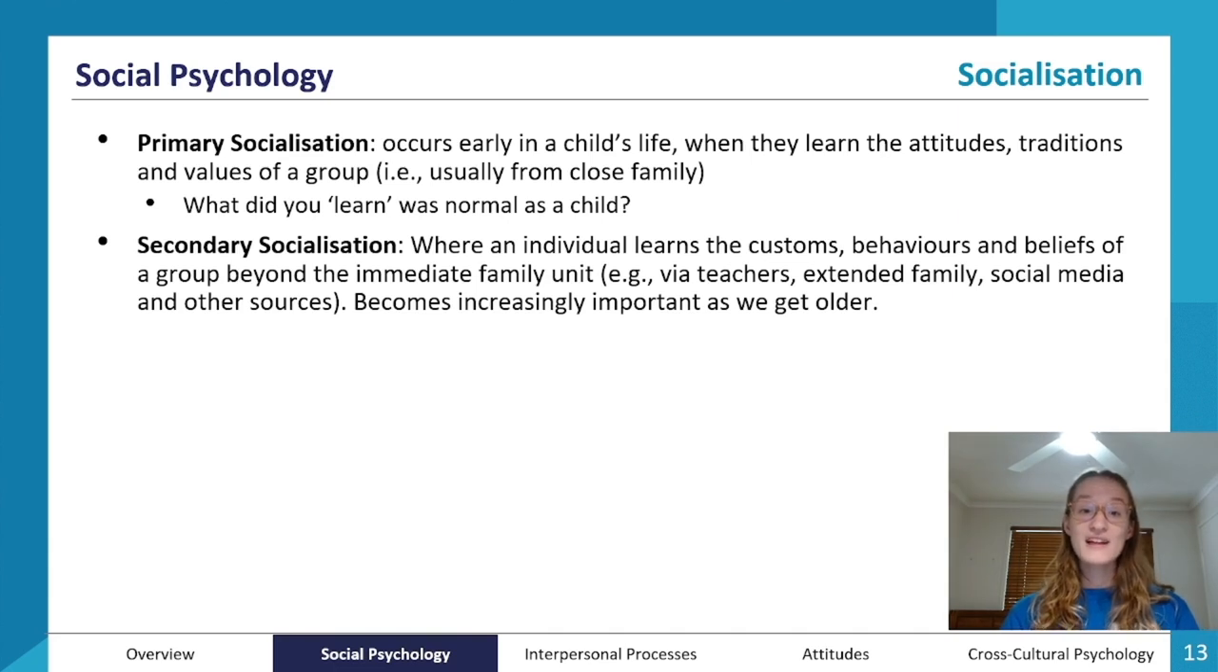So primary socialization occurs early in a child's life, when they learn the attitudes, traditions, and values of a group. And that's usually from close family. So on that first slide, when I showed you those pictures, the first one was a man holding a baby. So that would be an example of primary socialization. So that child, especially as they grow up in their first few years of life, will learn the attitudes, traditions, and values of that group. And in this case, that group is referring to their close family.